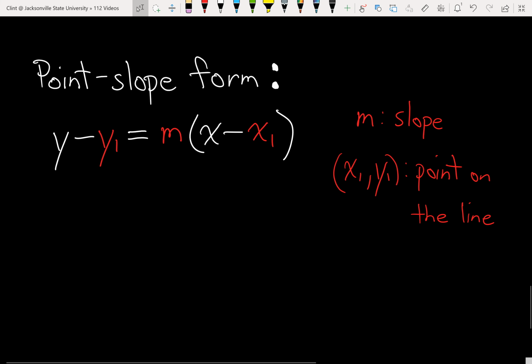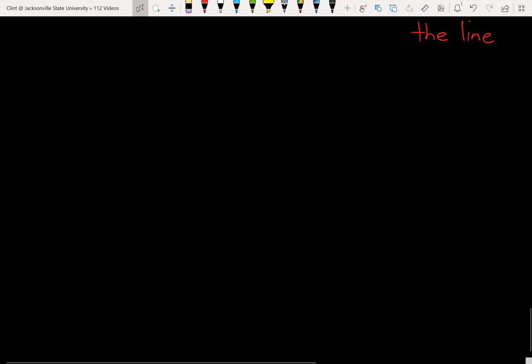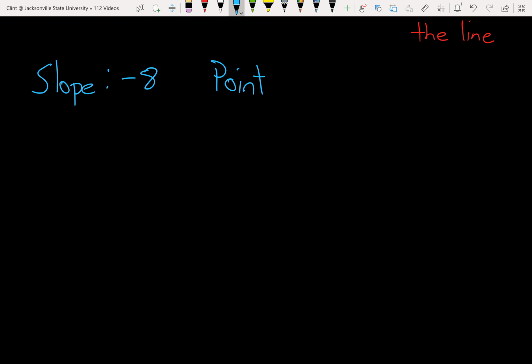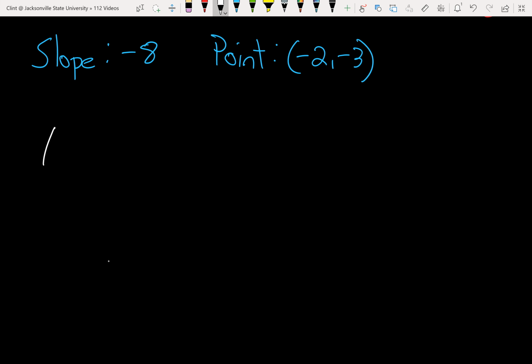So how can we fill in here? Okay, let's look at one. Let's say we have some line and we're told the slope is -8, and the point that it gives us that's on the line is -2, -3. Well, we have a point and we have a slope, so we can use the point-slope form.